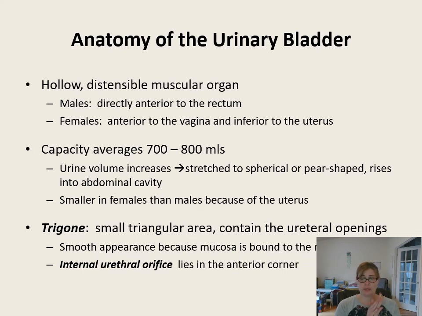Again, women have a uterus, so it changes things a little bit, but then there's all these pressure receptors in the bladder as well. And then I already mentioned the trigon. And that bladder is going to be transitional epithelium, smooth muscle, again, just like the ureters.